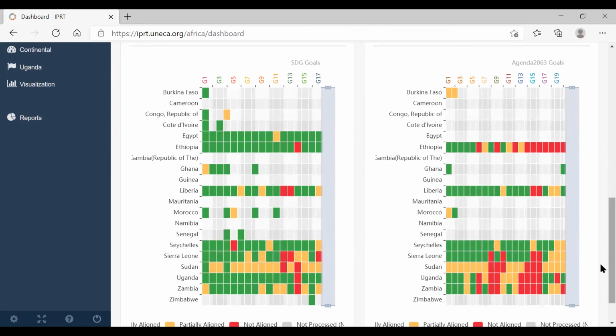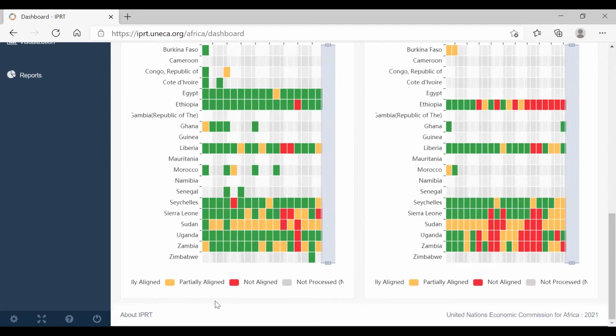And look here, let me go a little bit down. Green is fully aligned. The orange one is partially aligned. And the red one is not aligned at all. And the gray one is not processed because data is not uploaded for these countries, or data is not processed if there are gray boxes.